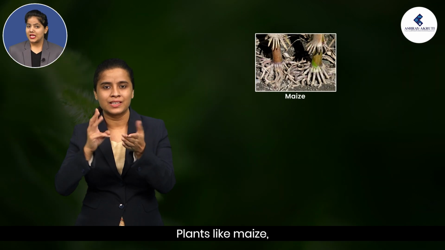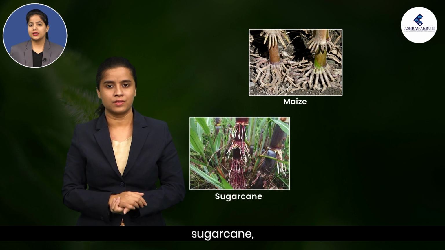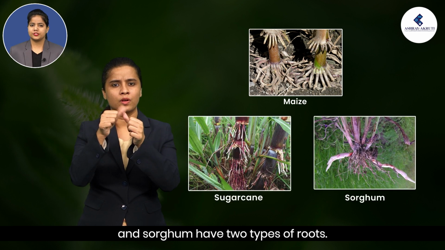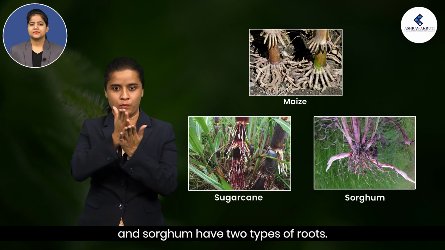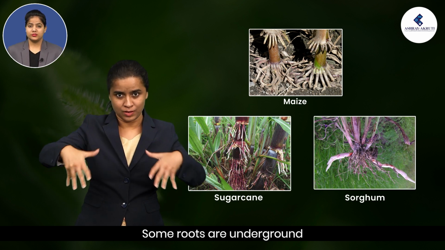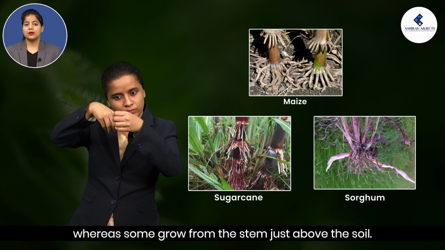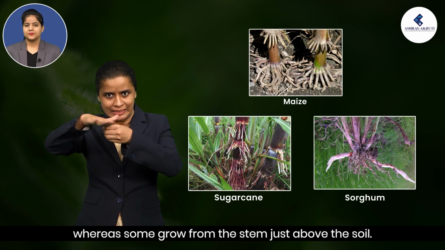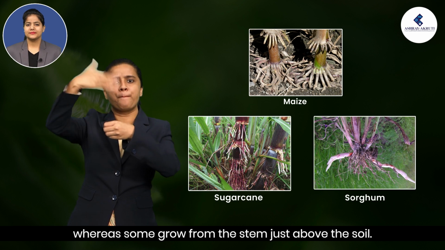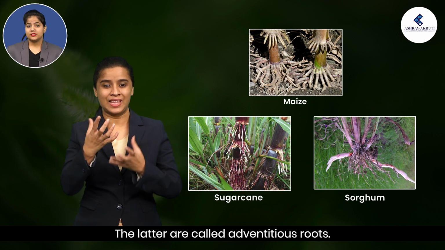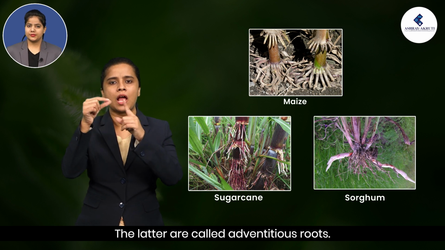Plants like maize, sugarcane, and sorghum have two types of roots. Some roots are underground, whereas some grow from the stem just above the soil. The latter are called adventitious roots.